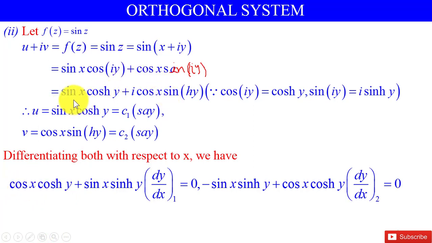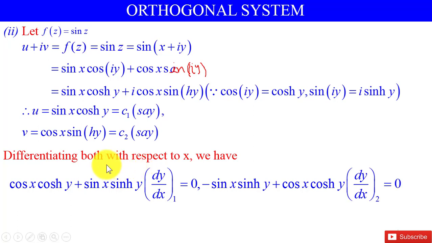This is equal to sin x cosh y + i cos x sinh y, as cos(iy) = cosh y and sin(iy) = i sinh y. Therefore, separating real and imaginary parts, we have u = sin x cosh y = c1 say, and v = cos x sinh y = c2 say.